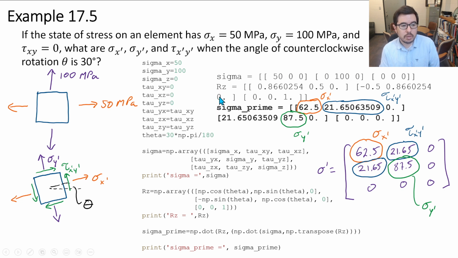Sigma was this, it looks a little messy. RZ was this, and sigma prime was this. If you just rewrite things, what you'll see is that sigma x prime is 62.5, tau x prime y prime is 21.65 megapascals, and sigma y prime is 87.5 megapascals. And this is what we got previously when we did the 2D transformation. So this is a nice computational technique that's not too complicated, that can allow us to calculate the new sigma prime tensor for the 3D state of stress.